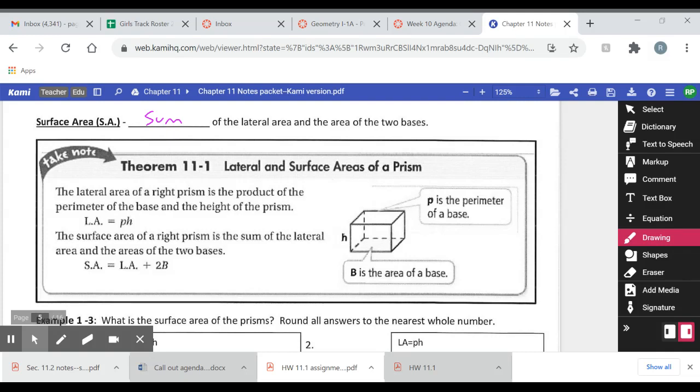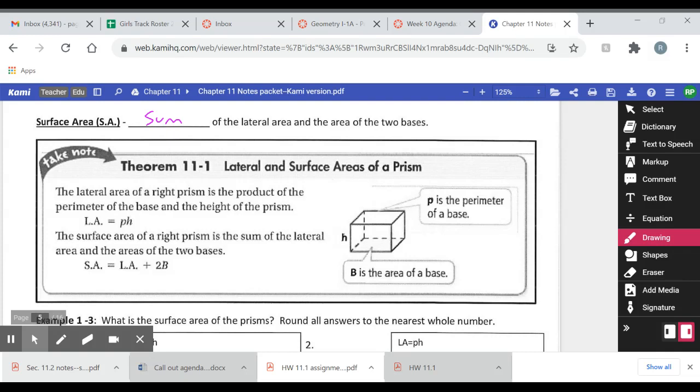So you can see when it says lateral area, that technically if you take the perimeter of the base, so one of the bases, find the perimeter, which is again the distance around that base, and then multiply that by the height, which is always the right angle distance in between the two parallel bases, that would give you the lateral area, which again is everything except for the bases. The surface area of a right prism is the sum of the lateral area and the area of the two bases. So again, that means that capital B stands for area of the base.